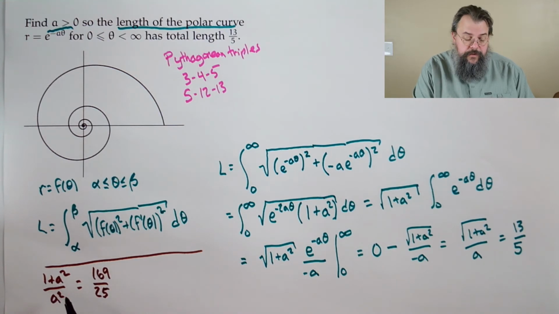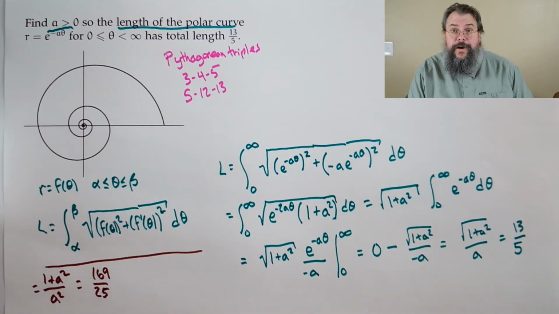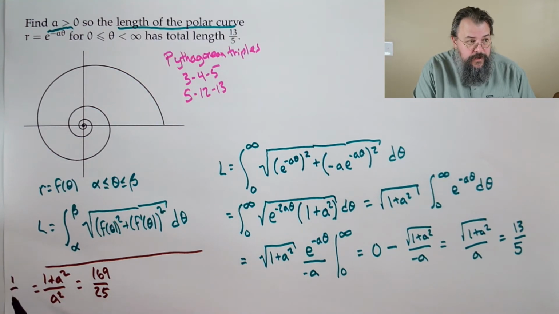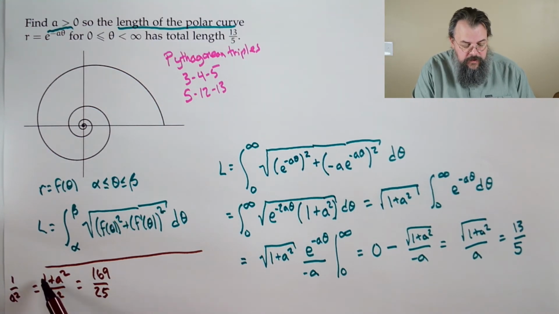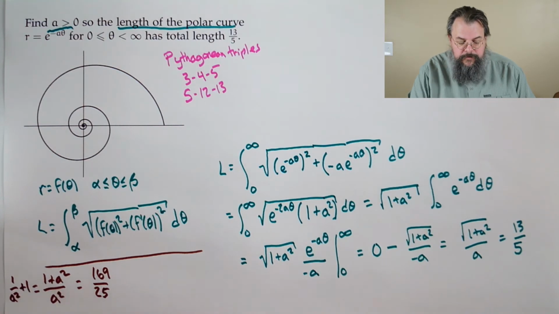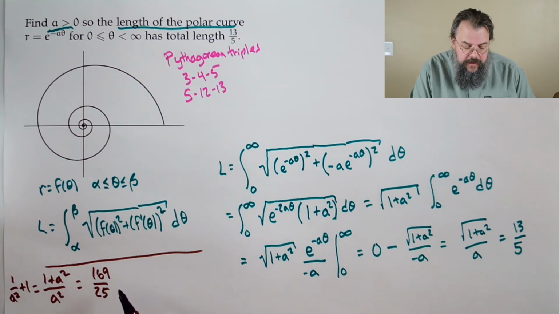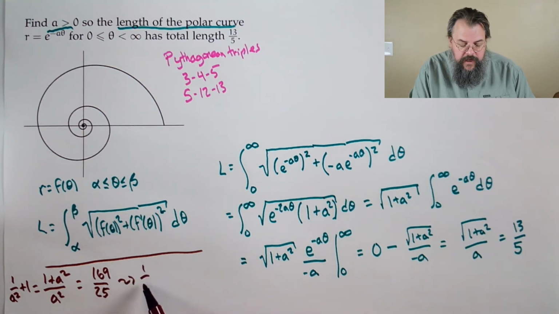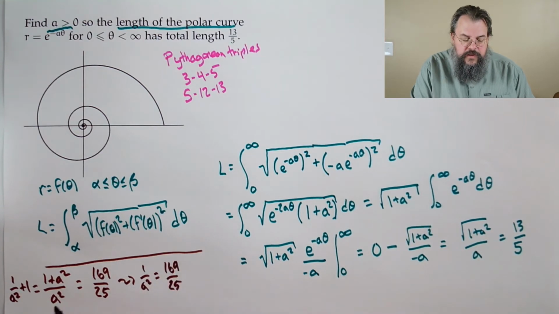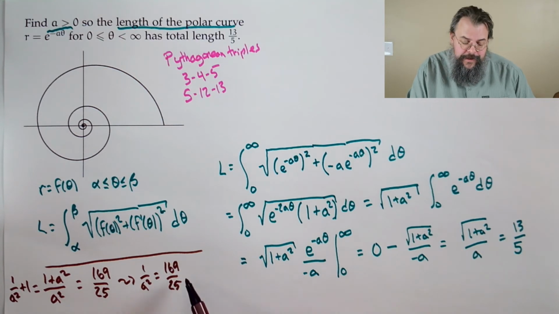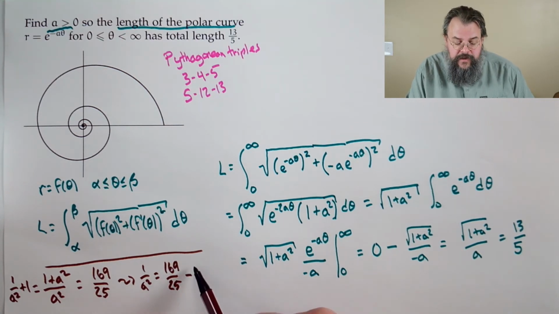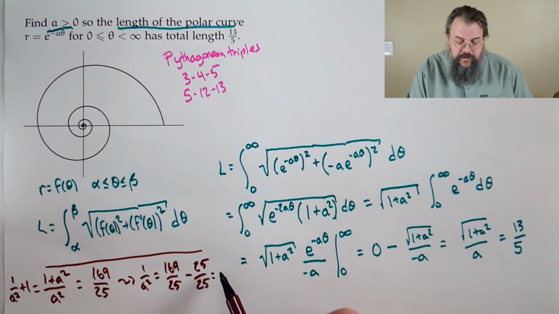Now, notice 1 over a squared plus a squared. What's another way to write that? Well, you can write it as 1 over a squared plus a squared over a squared, which is plus 1. So that tells us something: 1 over a squared is 169 over 25, subtract 1. I can think of subtract 1 as being subtract 25 25ths, which would make this 144 over 25.